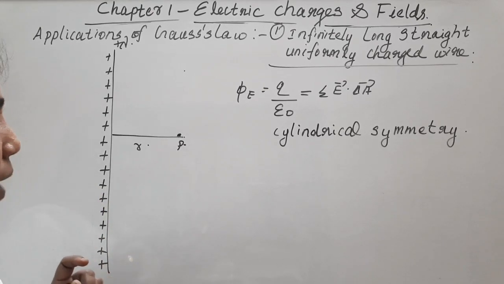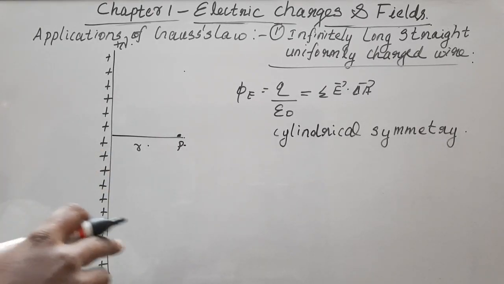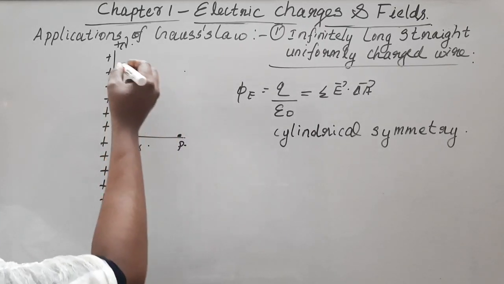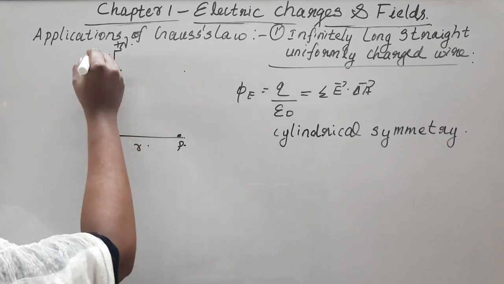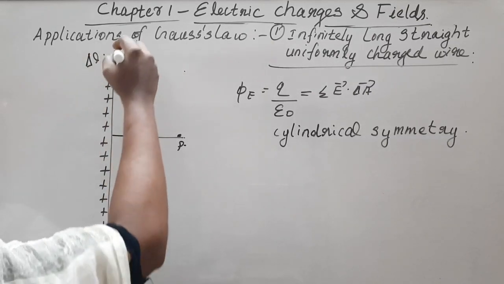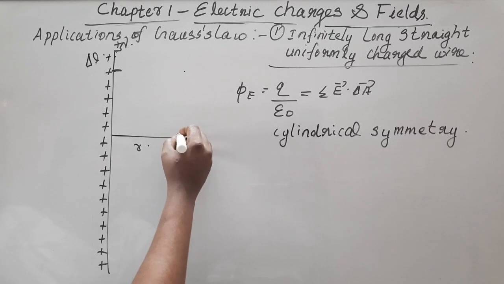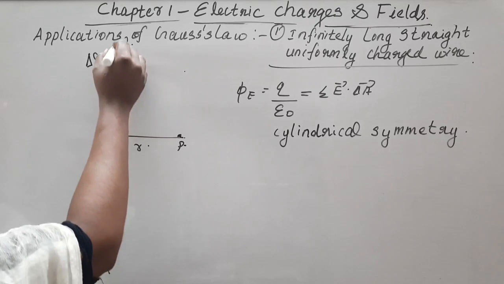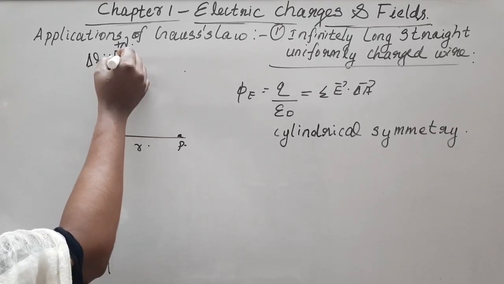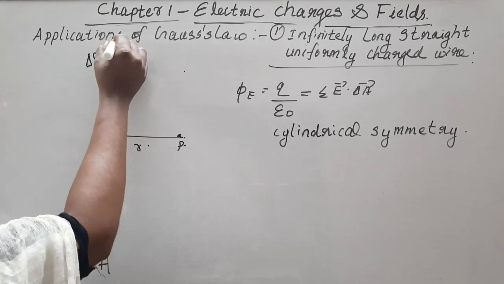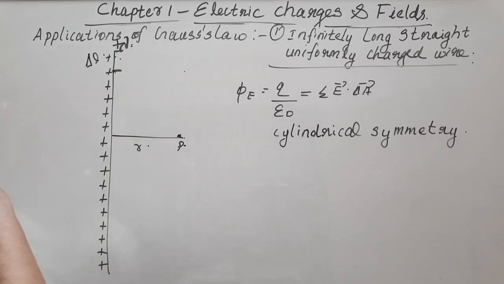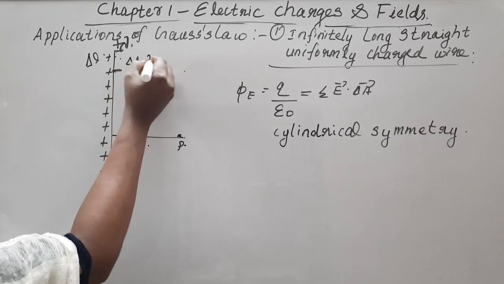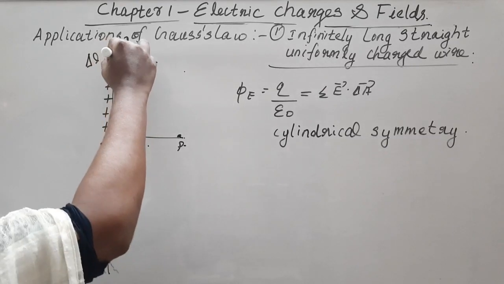Okay, and what about its direction? So actually how the procedure is, we will divide this wire into small portions. So consider a small portion here of length delta L. So what about the field produced by delta L at this point? What is the direction? So considering this delta L, what will be its charge? Delta L is the length and plus lambda is the linear charge density. So what will be the charge of this much length? Delta L into lambda.